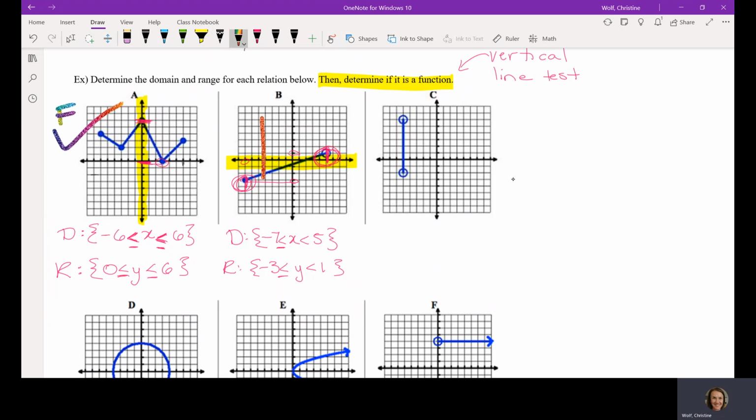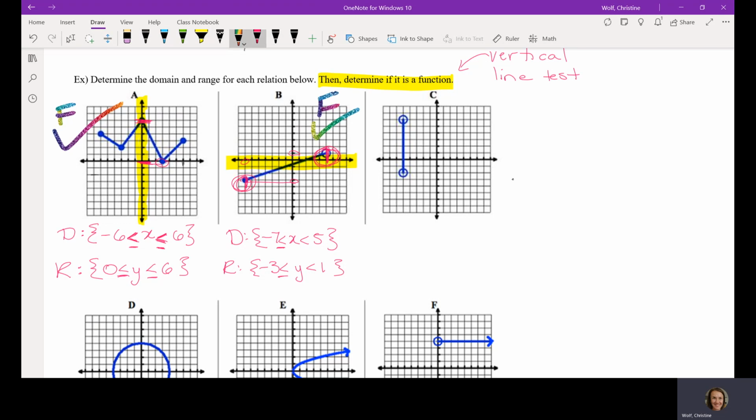Here, same thing, you're going to draw a few vertical lines. Does it ever chop the line twice? No, it only touches once, once, once, so it passes the vertical line test, so it's a function. Okay, I'm just going to erase those lines. They're a little bit annoying. So yes, that's a function as well.